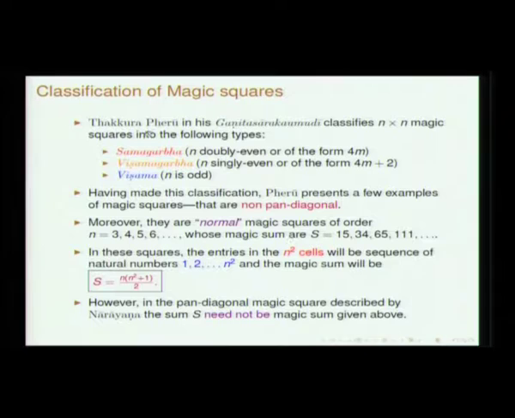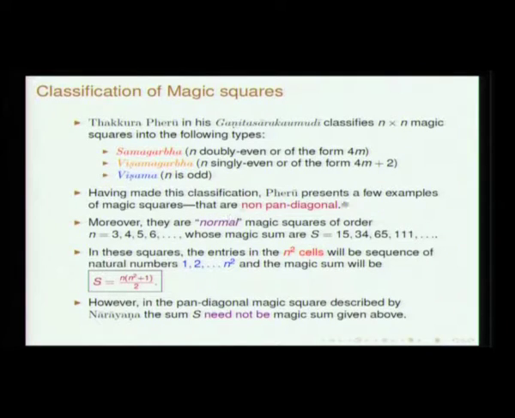In the text of Thakkara Peru as well as of Narayana Pandita, one finds the same kind of classification: Samagarbha, Vishamagarbha and Vishama. These are the names which are given. Samagarbha refers to an n by n magic square of the type 4m, where m is an integer, so it can be 4, 8 and so on, primarily divisible by 4. Vishamagarbha is also even, of the type 4m plus 2, and Vishama is any odd n, which could be 4n plus 1 or 4n plus 3.